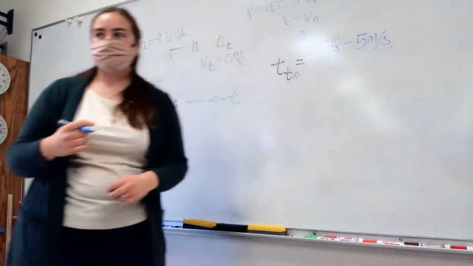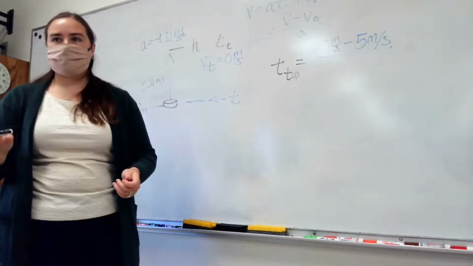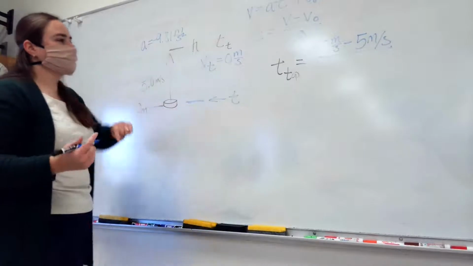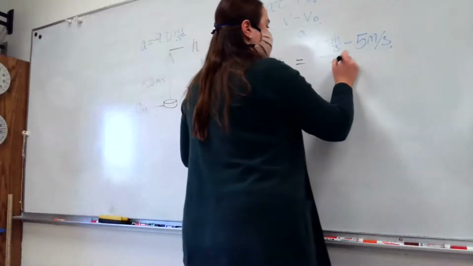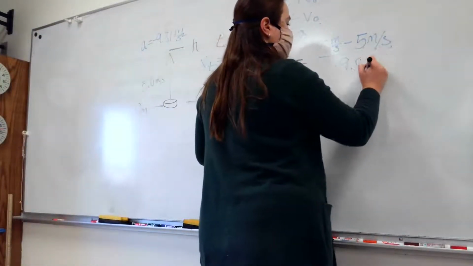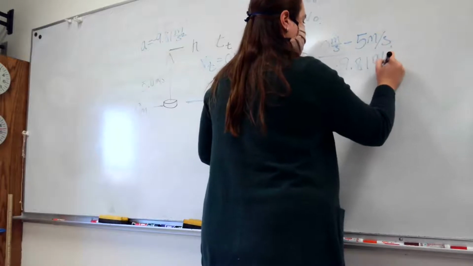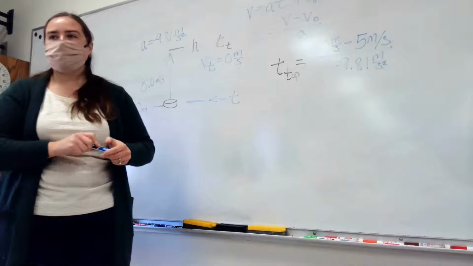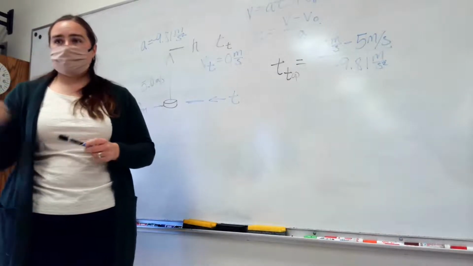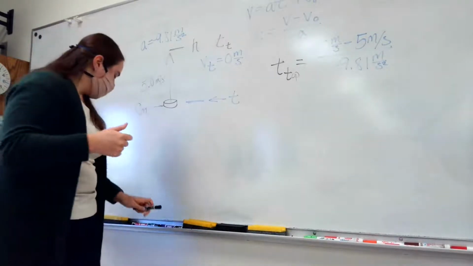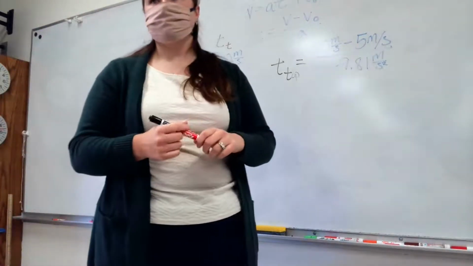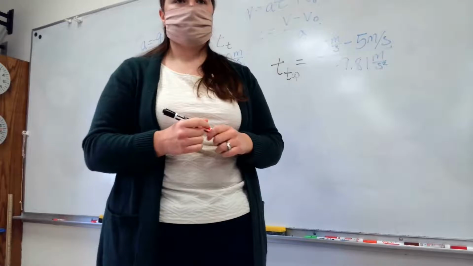Good? Everybody see where we got all that? Okay. Then we have our acceleration, which is negative 9.1, or 9.81, sorry. Okay, so we've got negative 9.81 meters per second squared on the bottom. Good? All right, what do we get when we take 5 divided by 9.81? Because our negative signs are going to cancel out. 0.516.